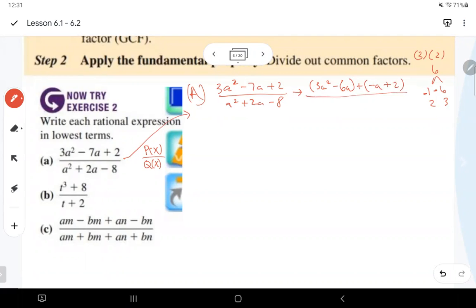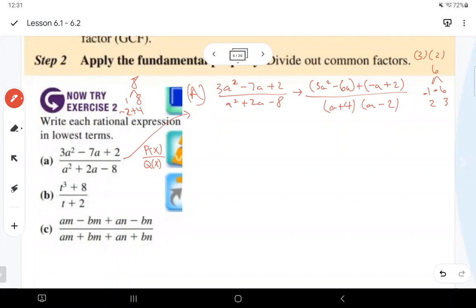And then on the bottom, we need factors of 8 that add or subtract to give us 2. So we can actually go straight to the split here because this one's easier. So the split: 8, 1 and 8, 2 and 4. So +4, -2. Should be what it works out to be.